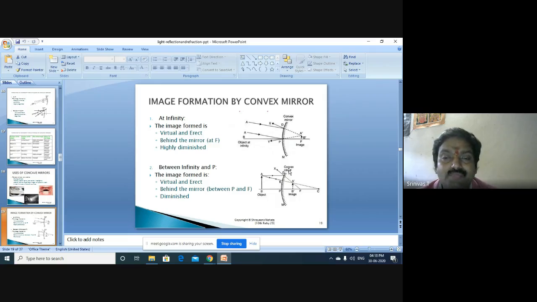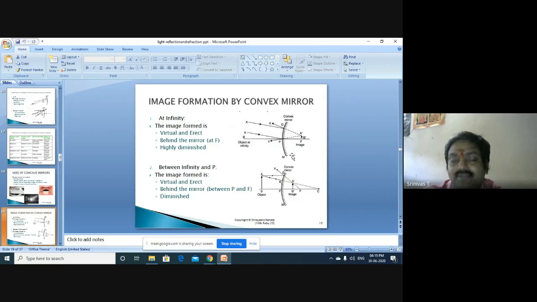Next. Now, once applications and uses are done, the important thing is we need to look at image formation by a convex mirror, because so far we have seen it for a concave mirror. Now the same, except that if the object is at infinity, here we have to extend the rays in the other direction. Therefore, the image is not a real image, it is a virtual image, because it falls behind the mirror. It is virtual, but erect. Behind the mirror at F. So what is the option? There is an option: behind the mirror at F.